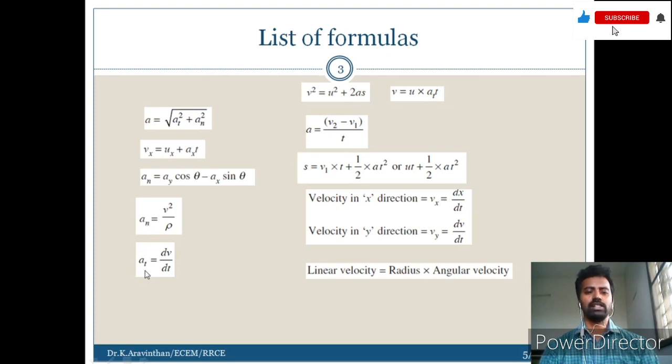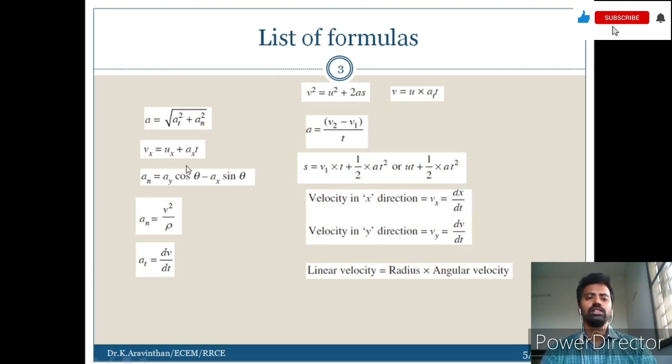When you require the tangential acceleration, you need to differentiate the velocity with respect to time, so dv by dt gives the tangential acceleration. After getting these two components, AN and AT, you will be able to find the total acceleration. In curvilinear motion, these are the additions apart from rectilinear motion. These are the rectilinear motion formulas which you have to know.